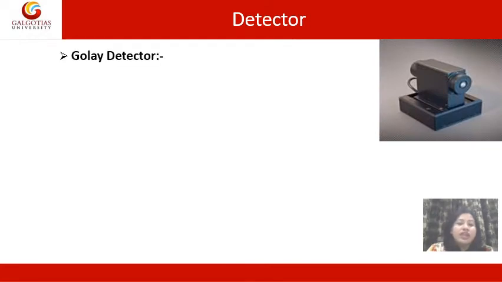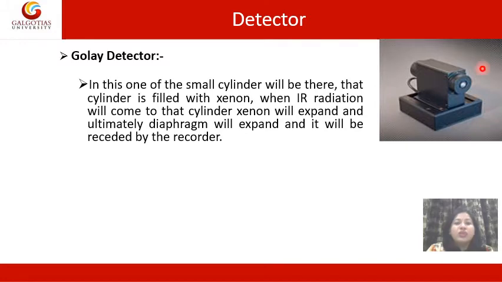The next detector is Golay detector. In this, there is a small cylinder. That cylinder is filled with xenon. When the IR radiation comes into that cylinder, xenon will expand and ultimately the diaphragm will expand and it will be recorded by the recorder.